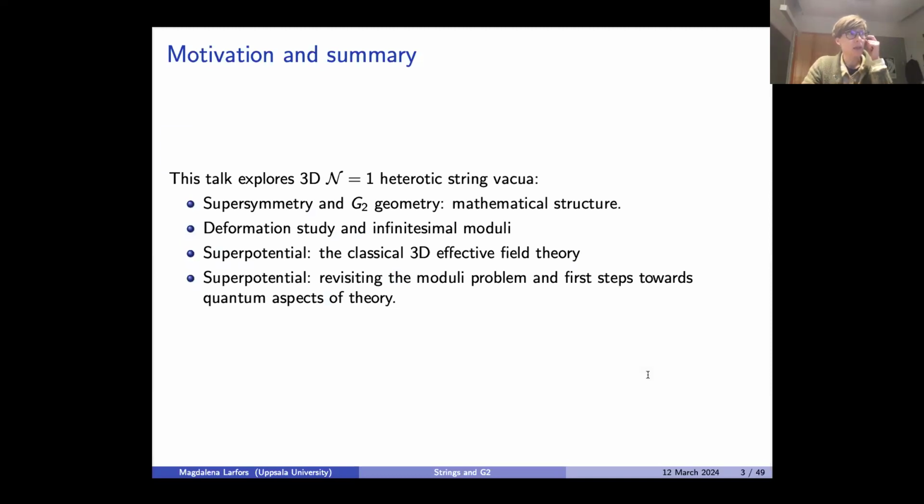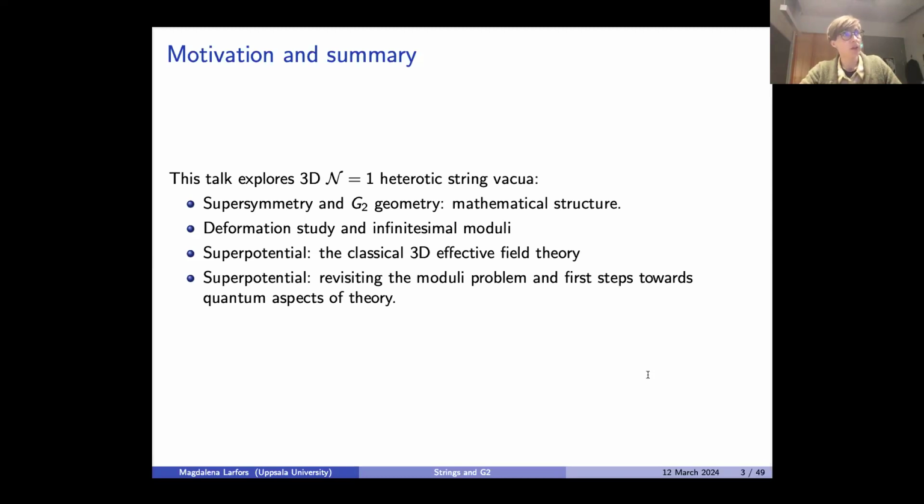So what I'll talk about today is the supersymmetry and how that relates to the G2 geometry, so what the mathematical structure is of these geometries. Then I will talk about the deformation study and how we can say something about the infinitesimal moduli of these heterotic compactifications using supersymmetry as the main principle, but otherwise treating the problem really using the tools of differential geometry.